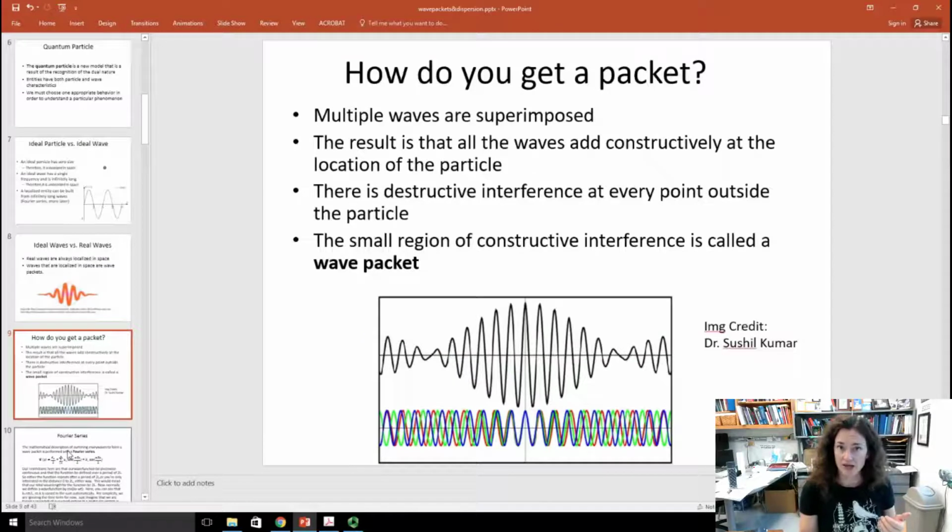Now, how do you get a packet? Well, you have to sum up waves. You have to superimpose them. And then what happens is the waves add constructively at the location of the particle or the packet, and then there's destructive interference pretty much everywhere else. And that gives you your wave packet. And that's kind of shown here. It's showing you that you have the constructive interference here in the center where there's this envelope with a packet inside, and then outside of that you get the destructive interference.